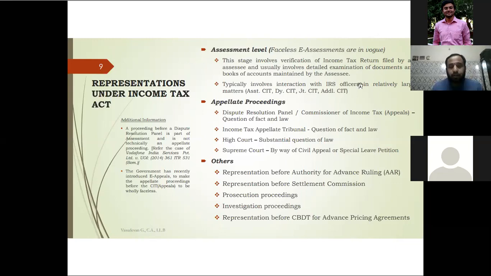So all of us know Article 226. If there is any violation of legal right, you can approach a court seeking a writ. Similar is the case when, for example, you ask for a stay of demand. There's a demand raised against you.